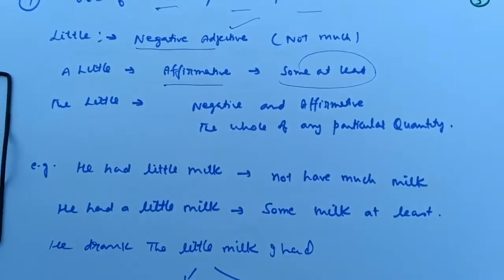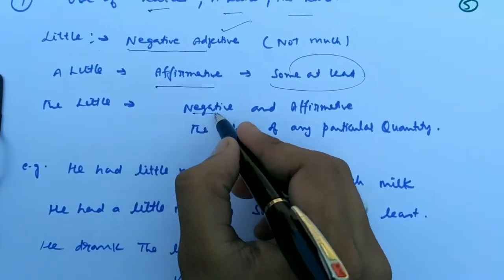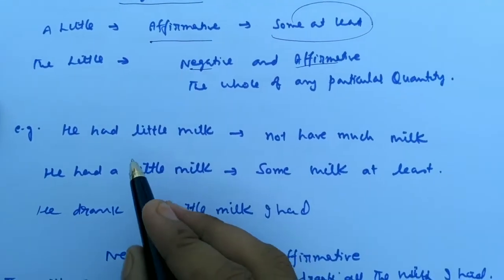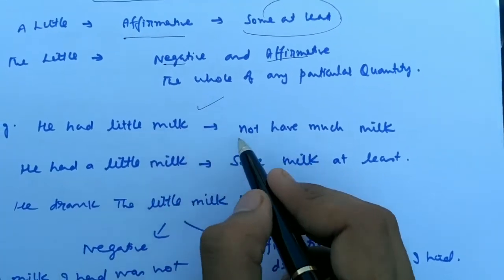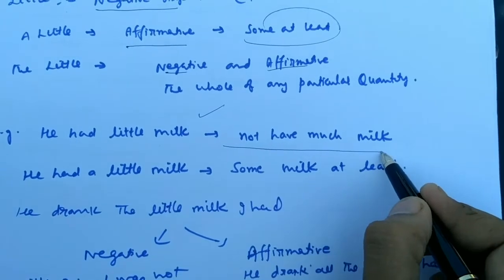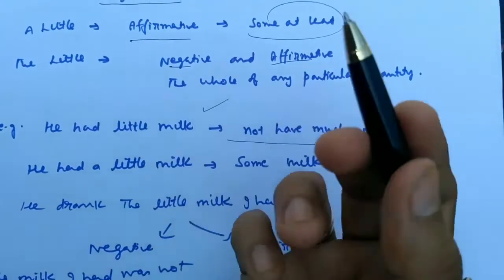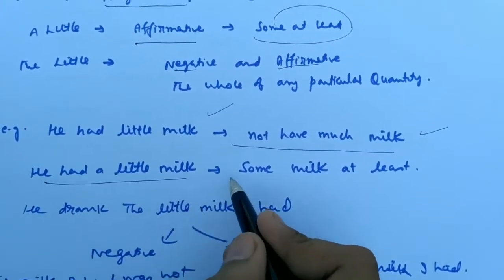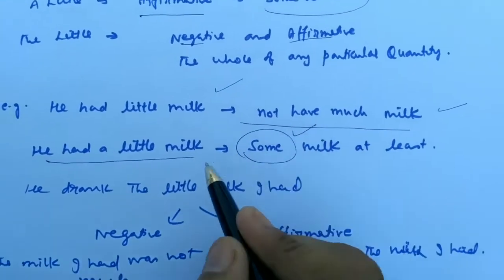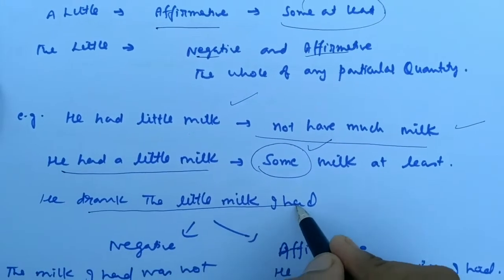The word little has something appropriate. It has two senses, negative as well as affirmative. He had little milk, not have much milk, so it is negligible. He had a little milk, it means he has some milk. He drank the little milk.